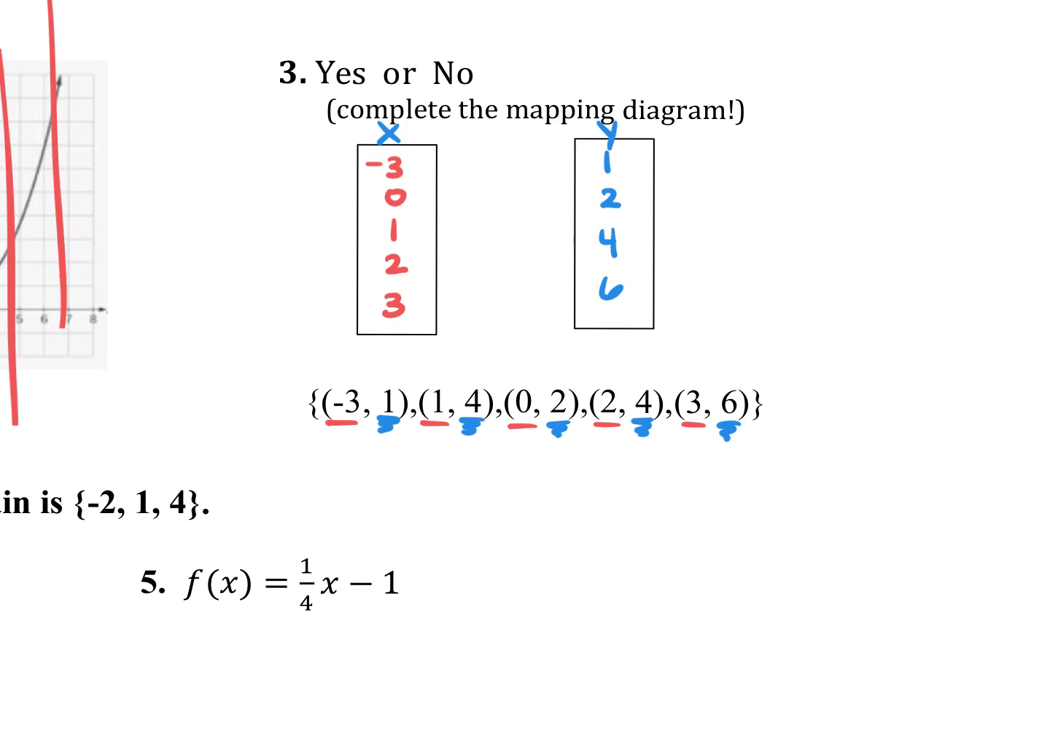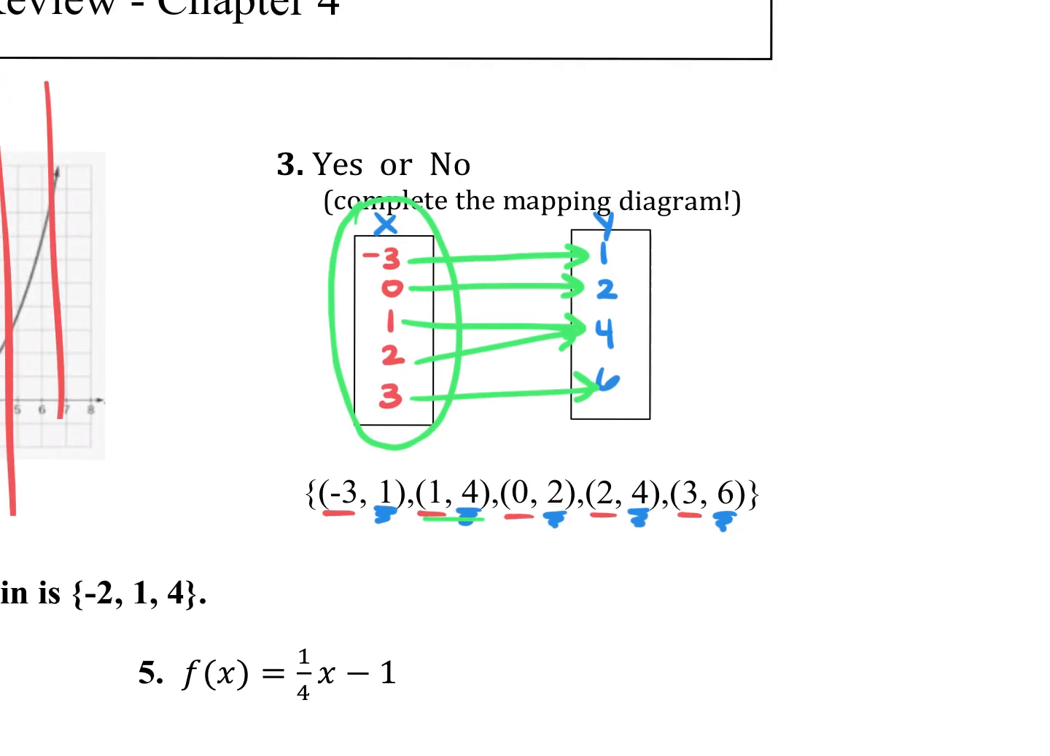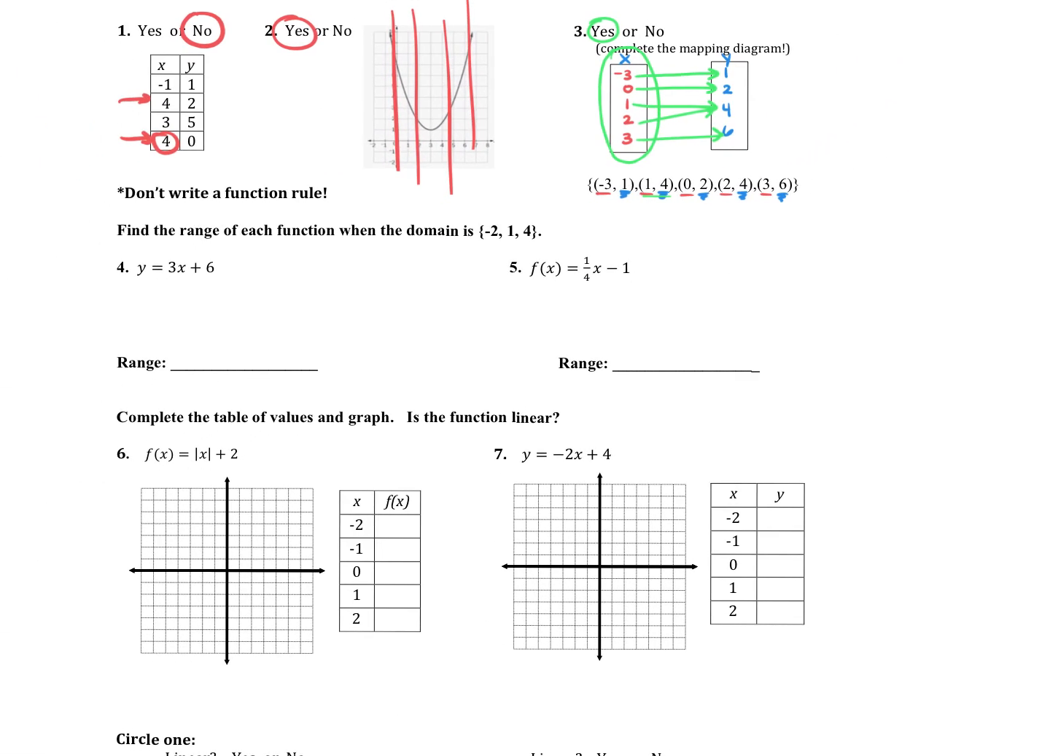Okay, now you connect them. -3 to 1, 1 to 4, 0 to 2, 2 to 4, 3 to 6. What are you looking for? If any of these have 2 arrows coming off of it, okay? Are there 2 arrows coming off of any one of those x's? No. So is this a function? Yes. If there's 2 arrows coming off of one, is it a function? No.